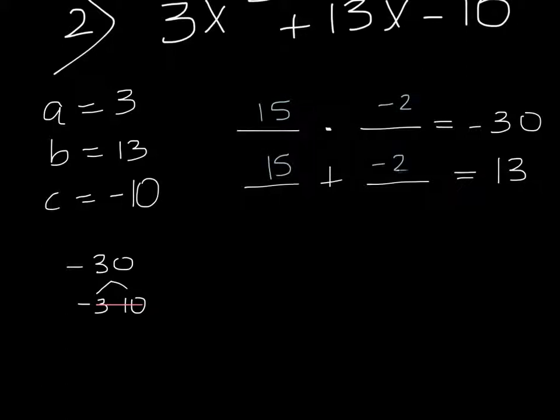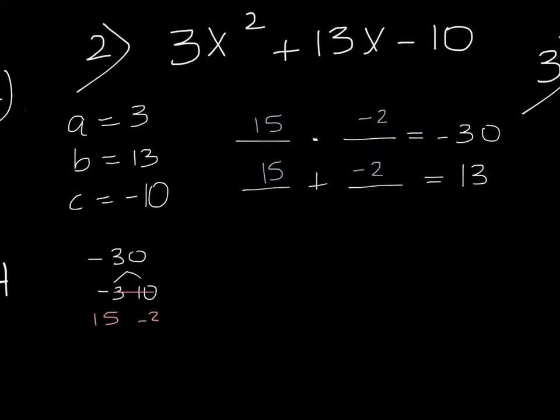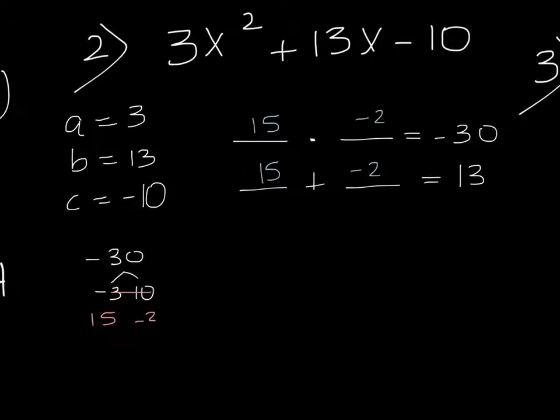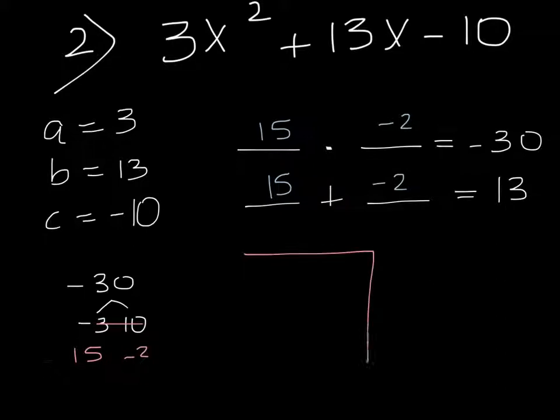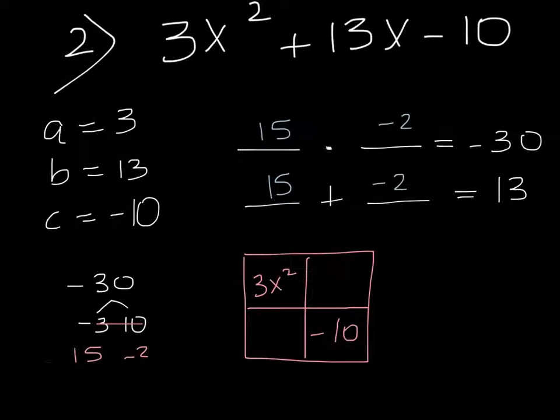Now, if a is 1, then you're done. Then the 2 factors are x plus 15 and x minus 2. But here, a is not 1. A is 3. So how can we solve this? What you do is you create a box. And in the first box, since I'm using the box method for this problem, you put the first term. In the last box, you put the constant, which is -10. In the second and the third box, instead of putting 13x, you split it into 15 and -2, and you put x for each one of them.